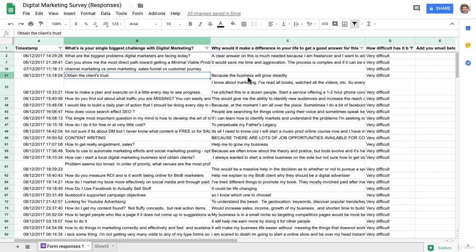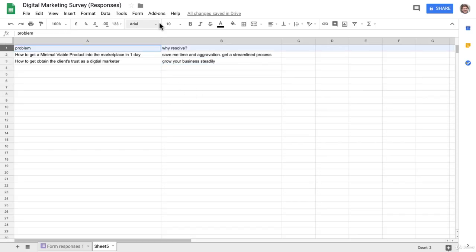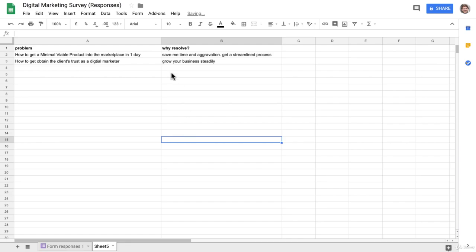And why would they want to do this? You know, grow your business steadily. That's why they want to resolve this, because they think trust is a big barrier to signing clients. And that's true. How can you get them to trust you? They're going to hand over money and access to, you know, their analytics or whatever. So this is a big barrier for a lot of people. How do you overcome that?